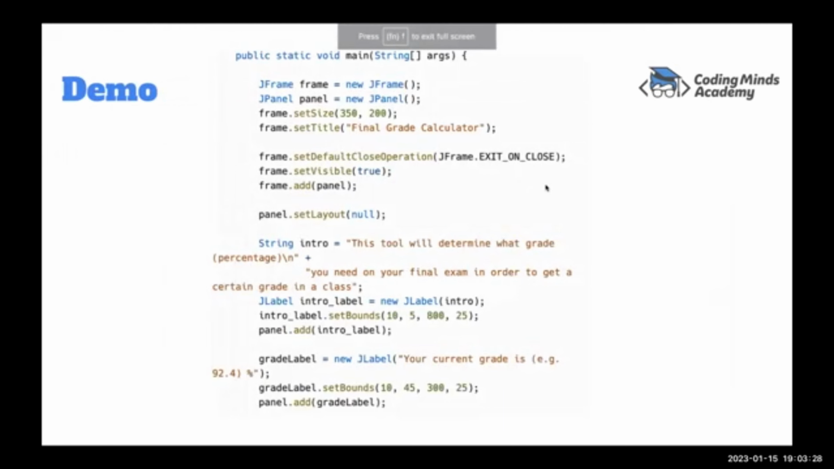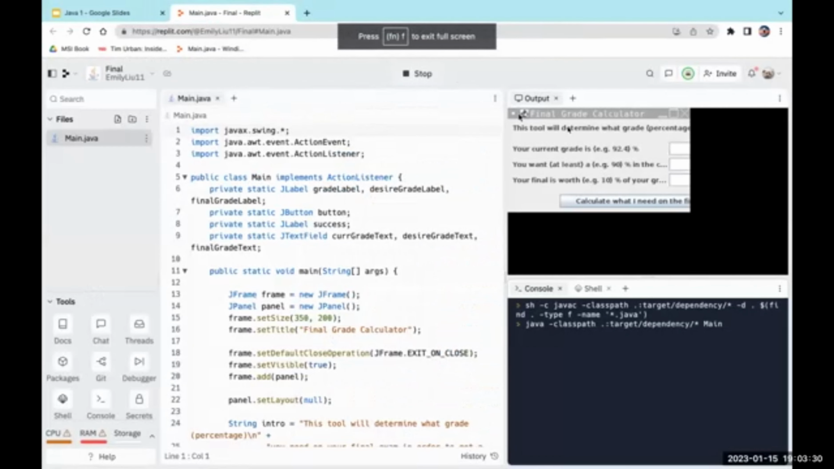Demo. I already ran my code, and this is the output. So let's say my current grade is 92, my desired grade is 100, and my final grade is 10%. Calculate what I need on the final grade.